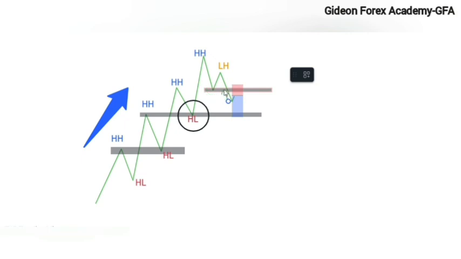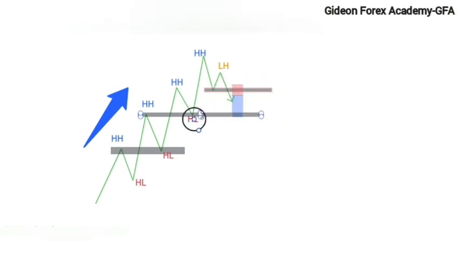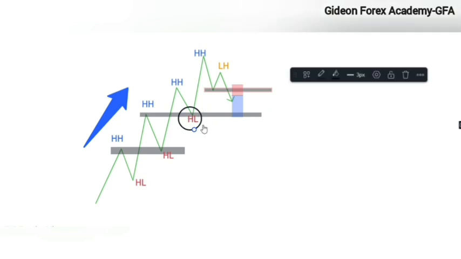This one here is not valid because after it, a higher high was not created. Instead, a lower high was created instead of a higher high. So you cannot consider this a valid higher low for this to be a break of structure or a change of character here. Because for a change of character to happen, the price must break below a valid higher low.